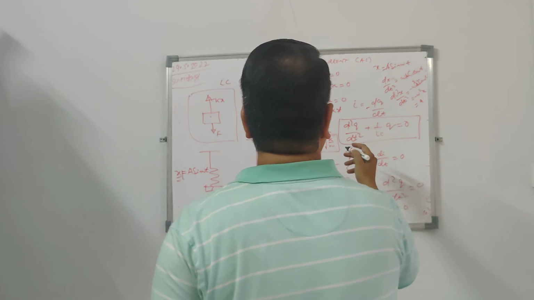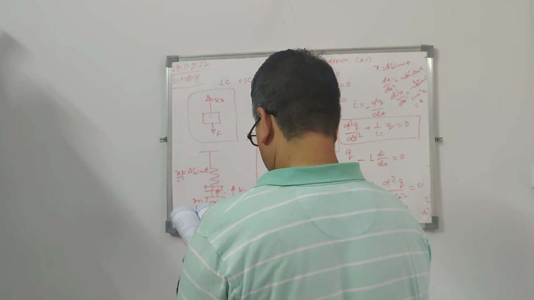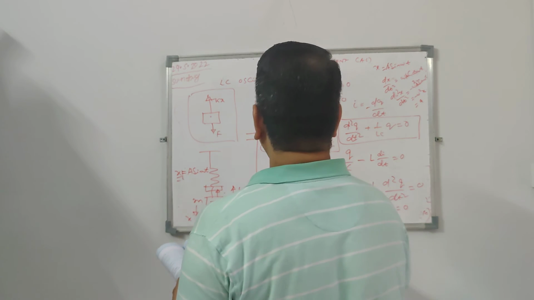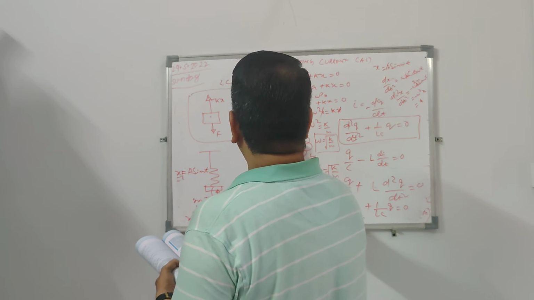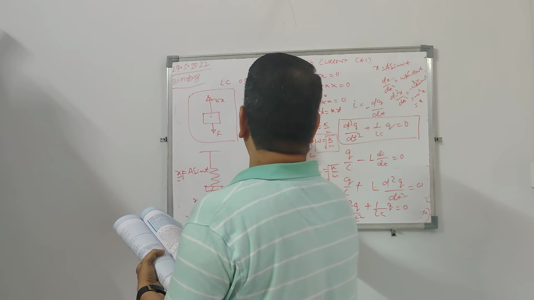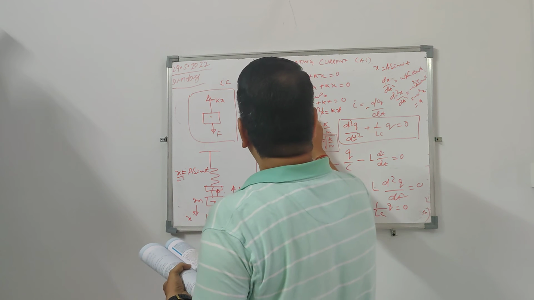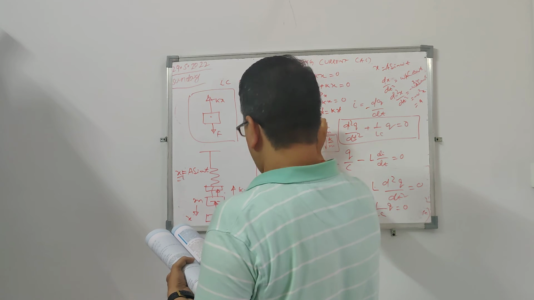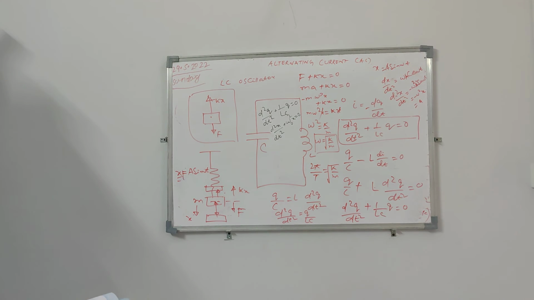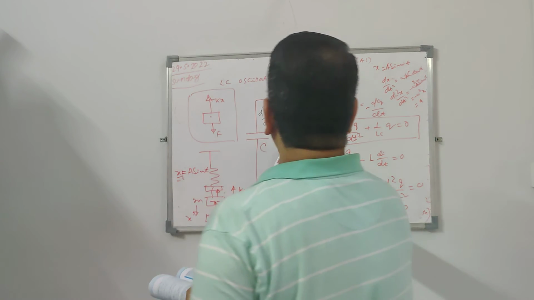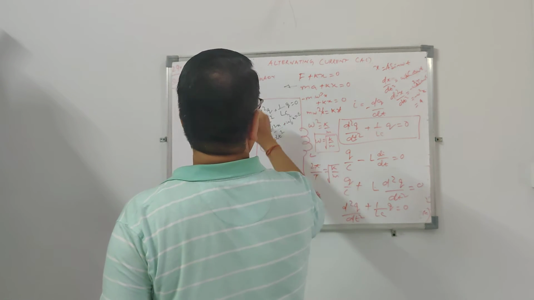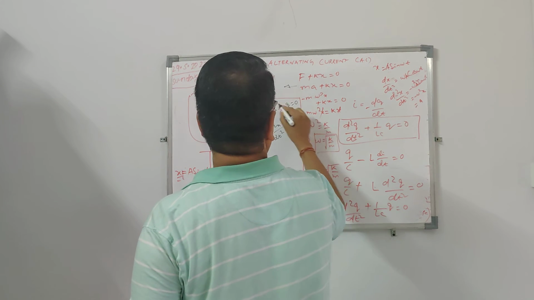And your mechanical equation, in a similar format, if you write it, is d square x by dt square plus omega 0 square x is equal to 0. So how do I get this equation, if you ask me? From here I can get it.